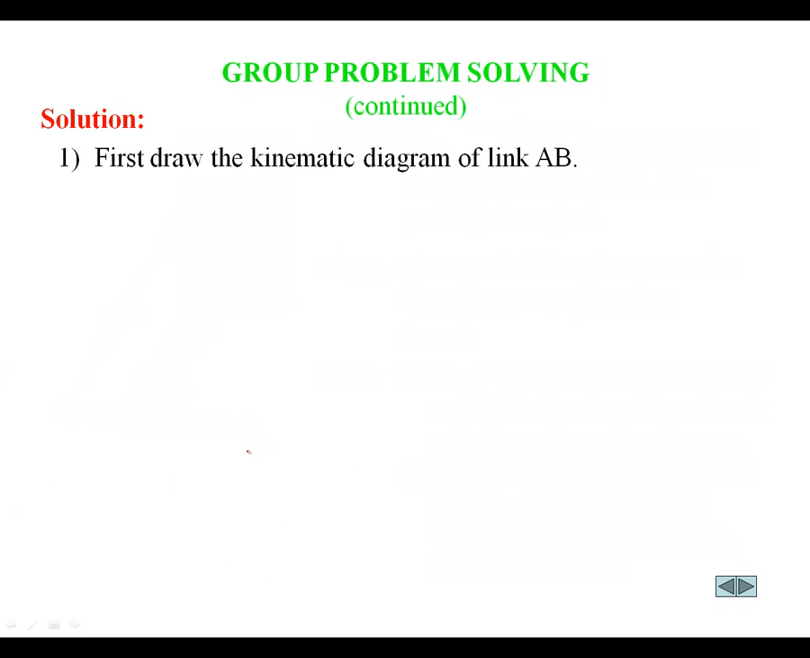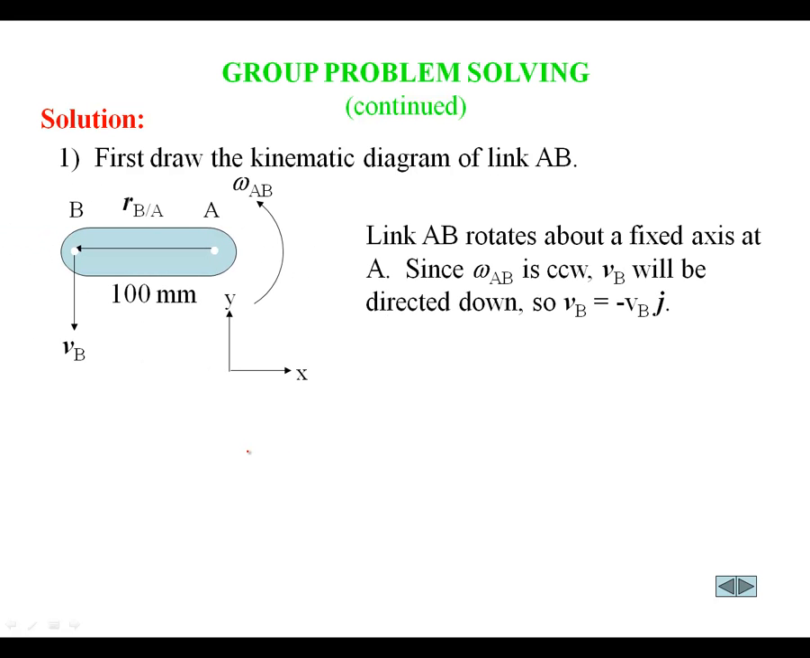Okay, so let's take a look at this. First, let's draw this diagram of link AB. So there's the link AB. We know that point A is fixed. We know we have an omega AB, and so we're basically saying we know it's fixed about this point here. We know it's rotating at 500 rads per second in this direction, so this velocity certainly will be straight down. We don't even have to do our cross product on this one.